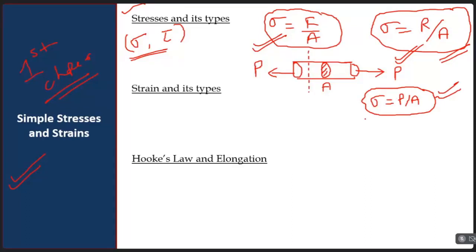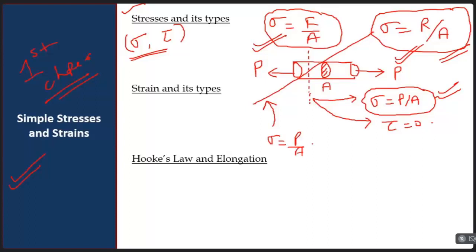On this particular transverse plane, tau will be equal to 0, that is, no shear stress. But suppose we change the plane, the plane will be like this. For this plane, both will exist. The value of sigma will be different, that is P by A multiplied by cos square theta, and the value of tau will be P by 2A multiplied by sine 2 theta, depending on the value of theta.